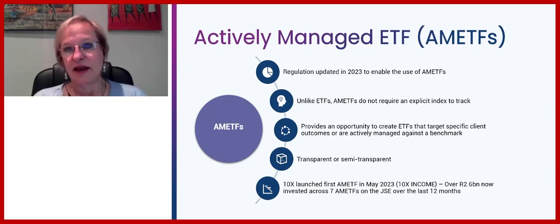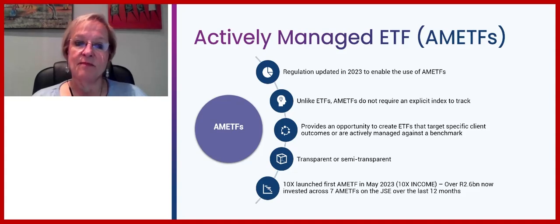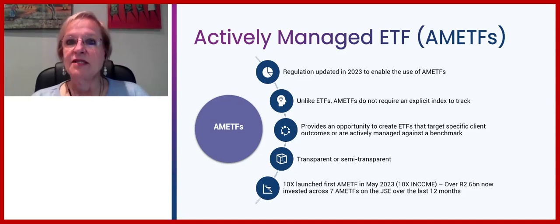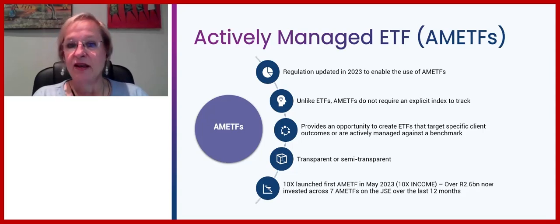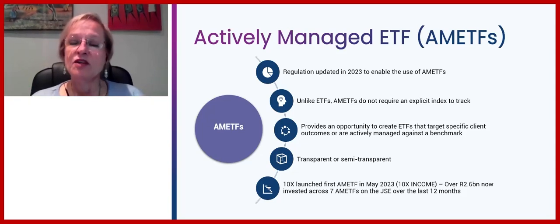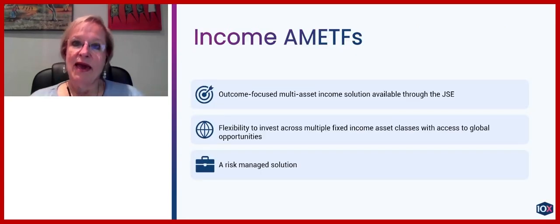So the units in that actively managed ETF is now what is listed on the stock exchange and that one can buy. So the 10x Income ETF, the actively managed one, was the very first one to list on the JSE. It was back in May last year, so almost a year now that we've got a track record already. And nowadays we've got 7 of these actively managed ETFs. And in fact, the 3 speakers tonight all are representatives of one of these actively managed ETFs, specifically in the income space.